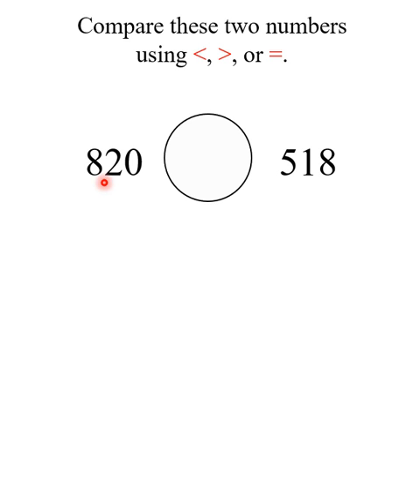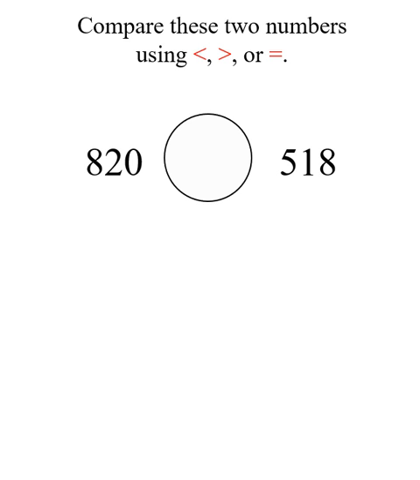I have to compare 820 this time to 518. Again, I start in the hundreds place. This time I see this one has 8 hundreds and this one has 5 hundreds. I know that 8 is greater than 5, so 820 is greater than 518.